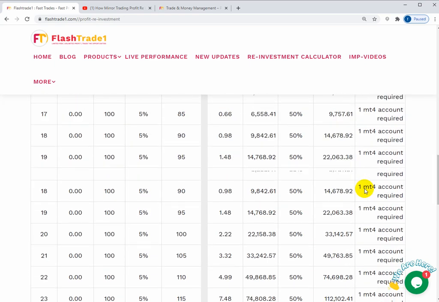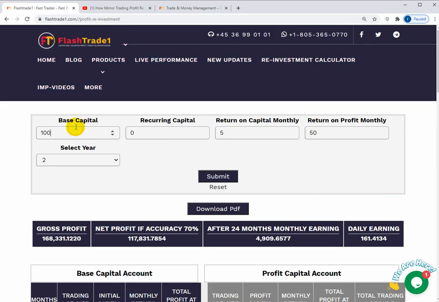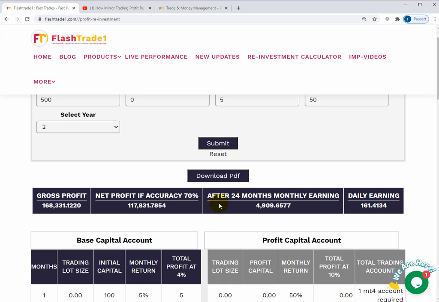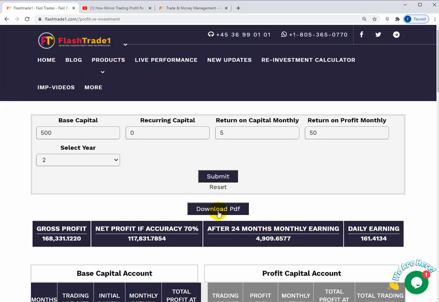So this is how this profit reinvestment calculator works. You can enter your base capital, recurring capital, how much return you want on your capital, how much return you want on your profit, select the time and just click submit, and you will get the entire idea of how much profit you can earn if you join our mirror trading service with the profit reinvestment strategy. So this is what the reinvestment calculator means.